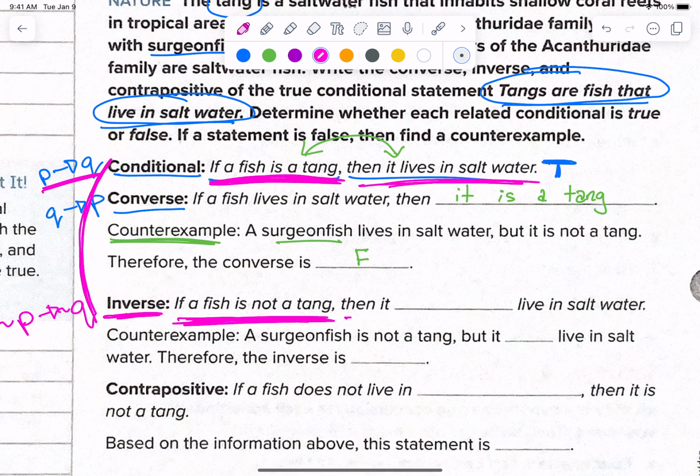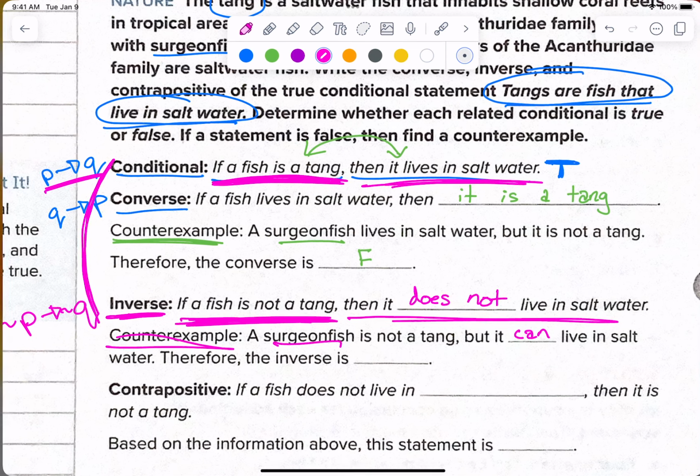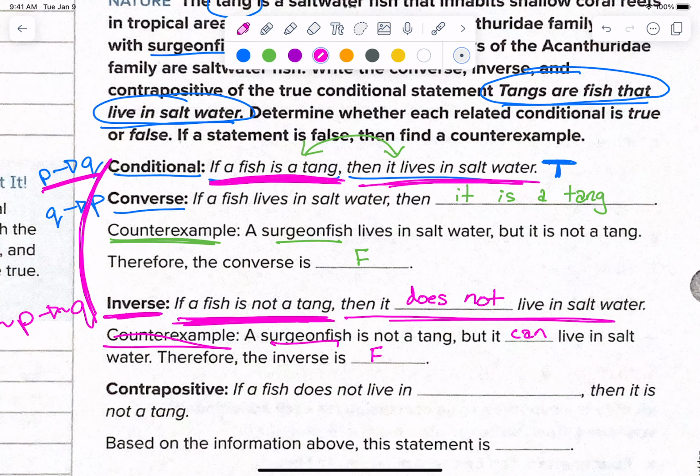True or false? False. I could have a surgeon fish right here, and that surgeon fish still lives in salt water, so that is false. But it can be any fish. Well, they just say give me a counterexample. So yes, you're right, it could be any fish, but we only have to give one. That makes sense? Okay. So a surgeon fish is not a tang, but it can live in salt water. Therefore, the inverse is false.